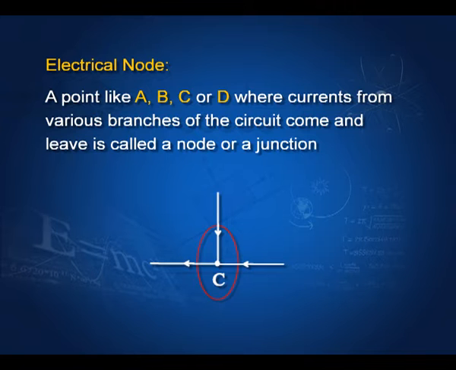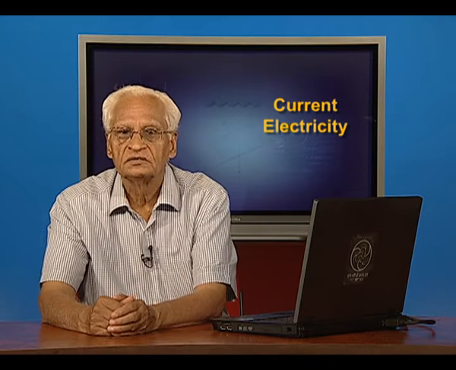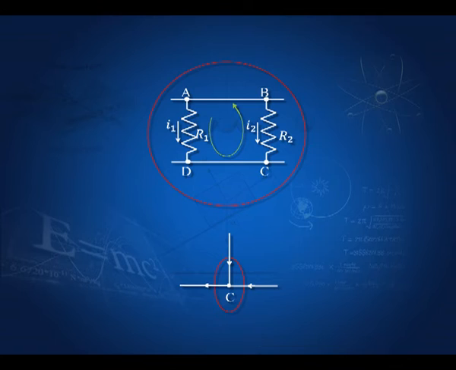On the other hand, a closed loop, a closed path is called a loop, and the loop can be traversed either in the anti-clockwise direction or in the clockwise direction. So, we shall make use of these loops and junctions or nodes to state Kirchhoff's laws.